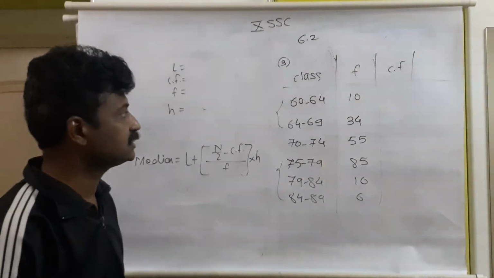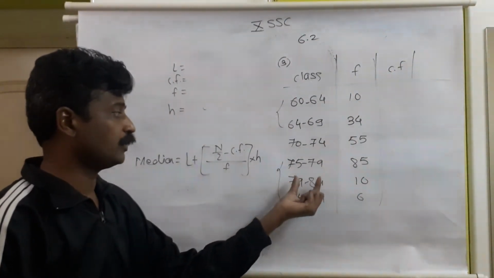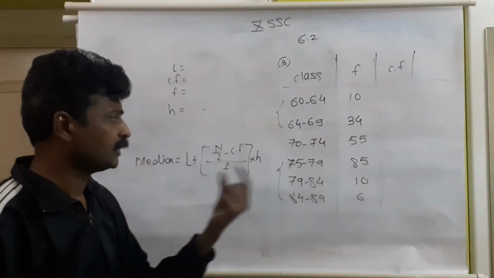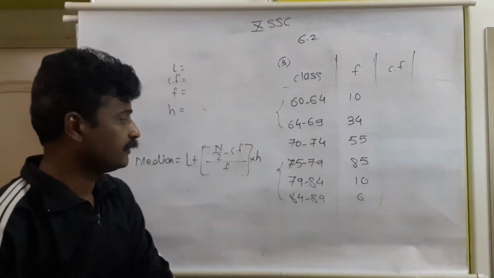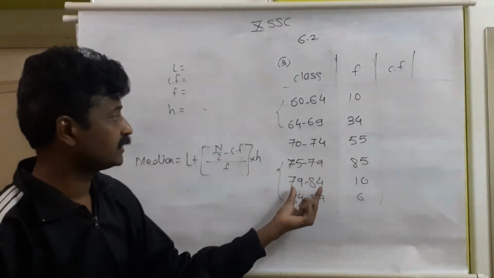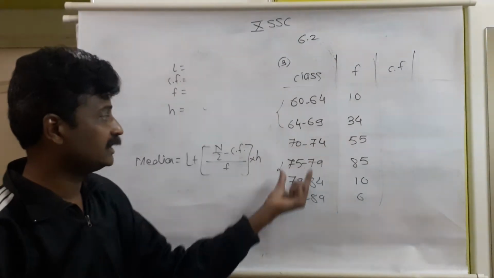So the correction is this: see, the difference is of 4 everywhere. 79 and 75, the difference is 4. 84 and 79, the difference is 4. 89 and 84, the difference is of, sorry, here the difference is of 5. Here also the difference is of 5, so we need to maintain the difference.